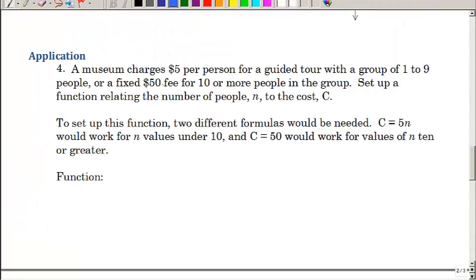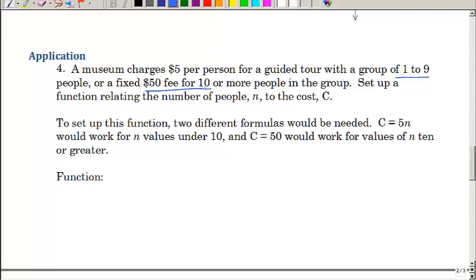Mrs. Soleil just explained how to graph piecewise functions. Now let's look at some possible real-life applications of piecewise functions. Perhaps a museum charges $5 per person for a guided tour with a group of 1 to 9 people, or a fixed fee of $50 for 10 people or more. Can you set up a function?